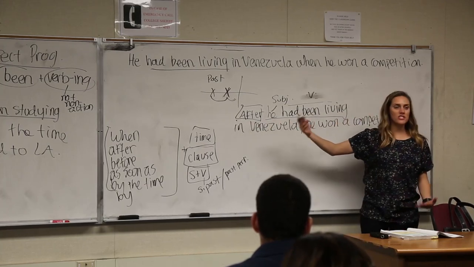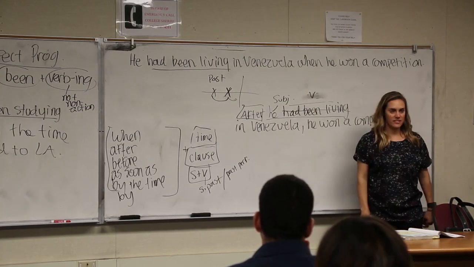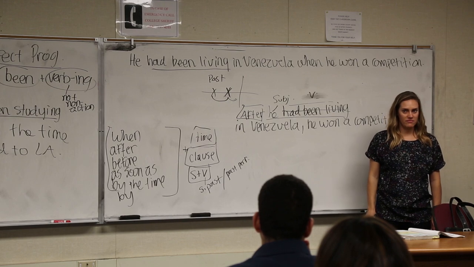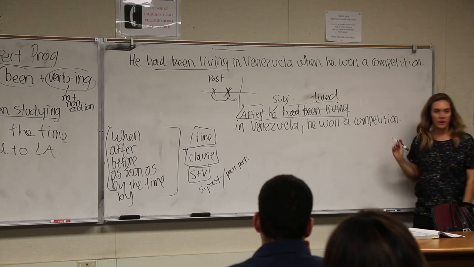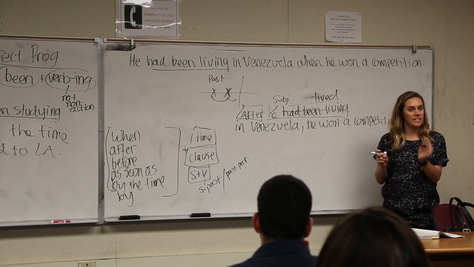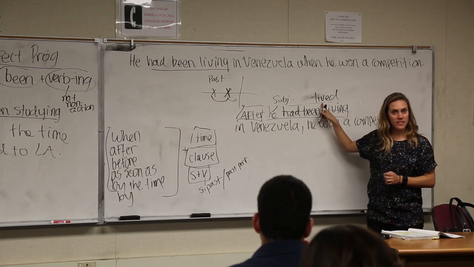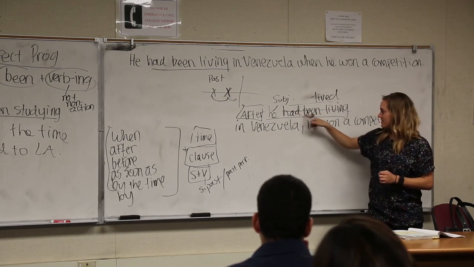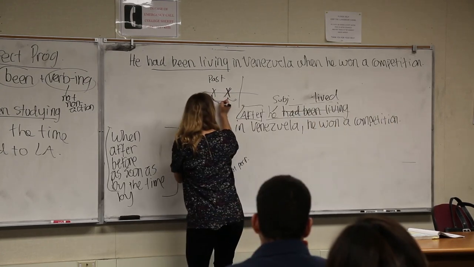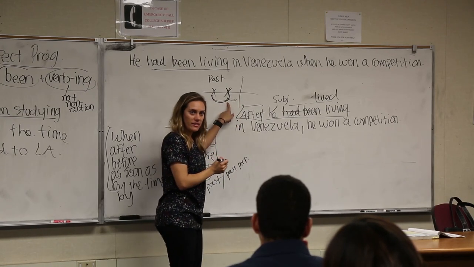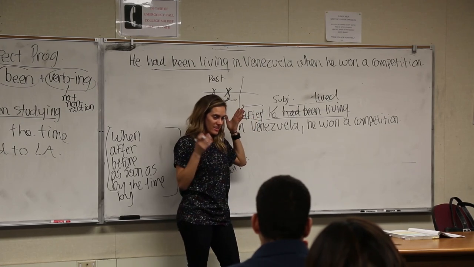But you can also just say, after he lived in Venezuela, he won a competition, but that changes the meaning a little bit, right? Can you explain again? This one? Which part? That you can use this, explains something was happening until something else, right? Mm-hmm. So this happened before that. But after means, it's clear what it means.